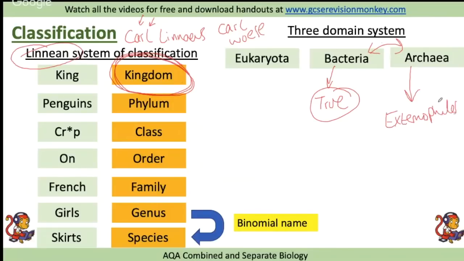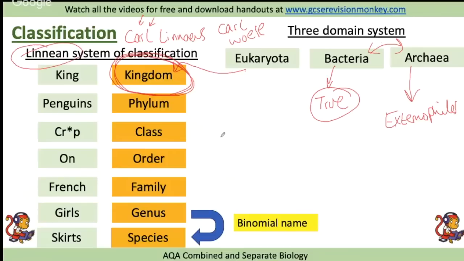Extremophiles are bacteria that live in extreme environments like high pressure, high temperature, high salinity. So he added these domains. And then under eukaryota, you still have the kingdom, phylum, class, etc. But this is now on top.